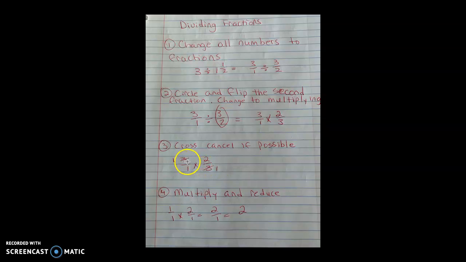So notice I divided by 3, I got 1. I divided by 3, I got 1. And then you need to multiply straight across and then reduce. So when the top number is bigger, you divide. So 2 divided by 1 is 2. So let's take a look at pages 41 and 42.